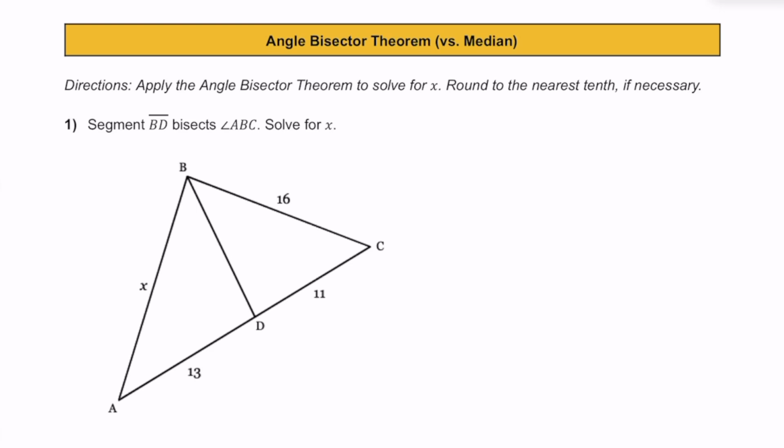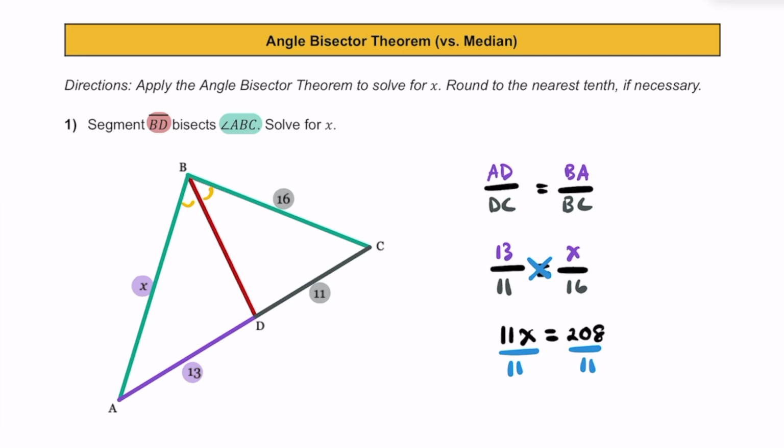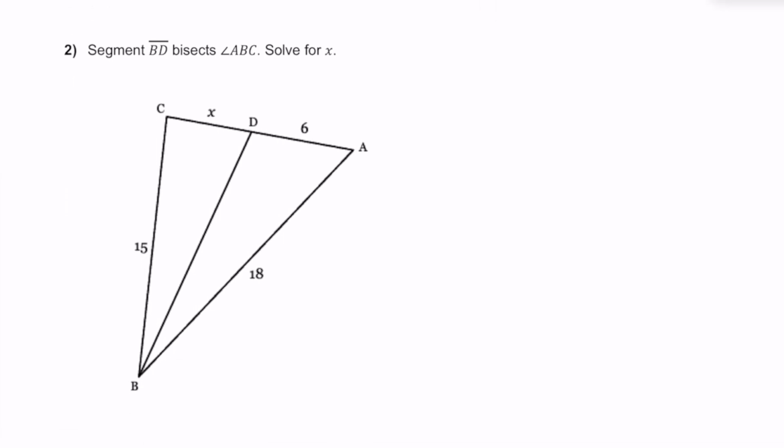I don't think this is going to go in nicely, but the directions do say round to the nearest tenths if necessary here. So I think we're going to say that X is going to be approximately equal to about 18.9. So go ahead and check that on a calculator, but that should be about right. All right, this would be the value of X. All right, let's check out a second example.